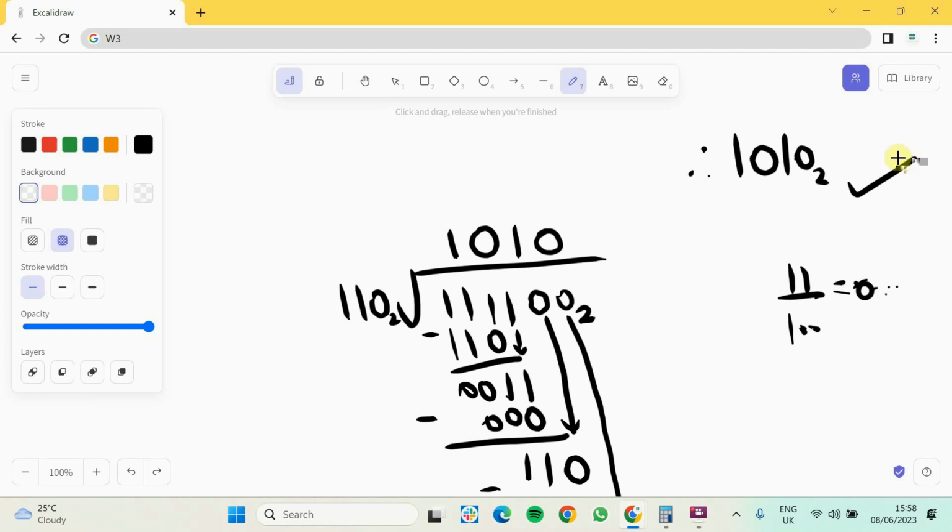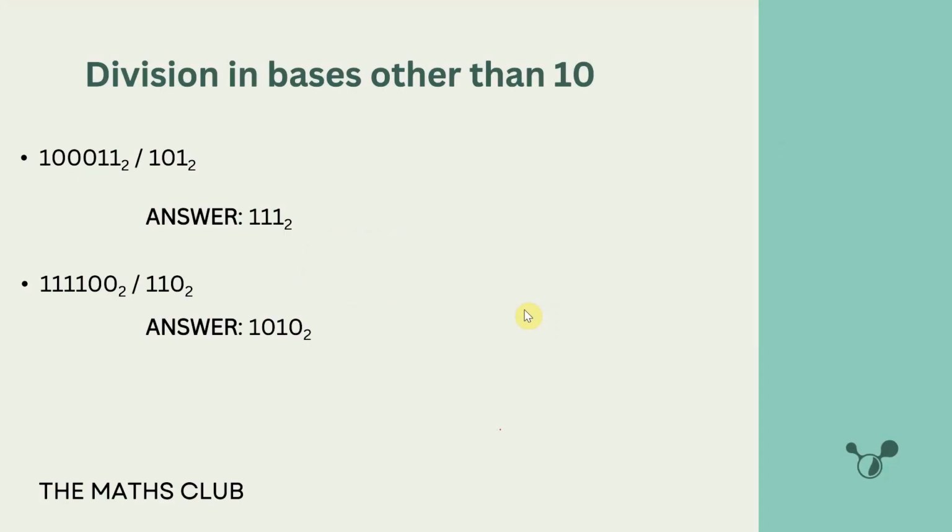And if you want to check it, you can do 1010 multiplied by 110. You have this value inside here, right? You can check it out, and that's how to know if your answer is actually correct. Great. So now let's look at another number, right?